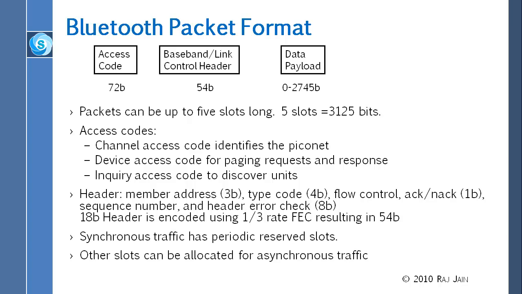The access code identifies the piconet. So there could be many piconets going on at the same time, and the reason they don't interfere is this. You are transmitting, two cell phones are talking here, and the other two cell phones are talking just next to each other. Why is there no collision?